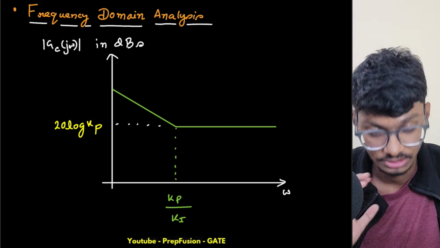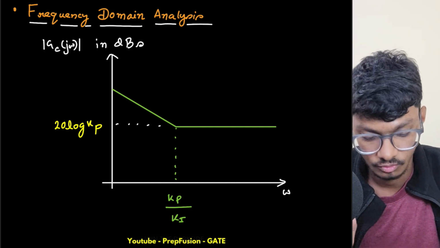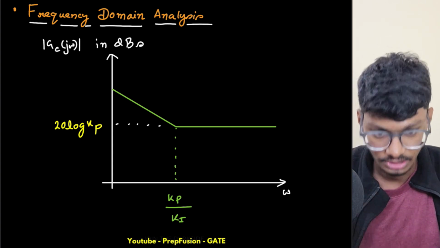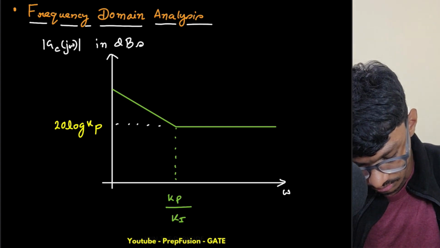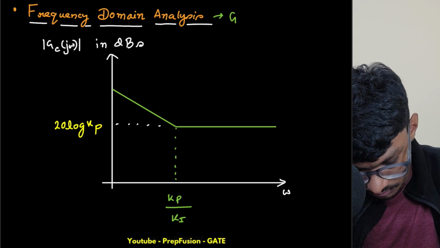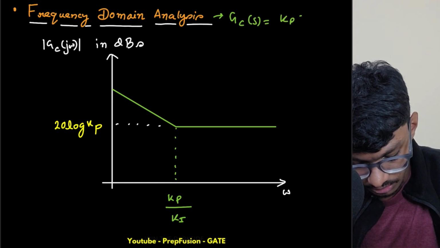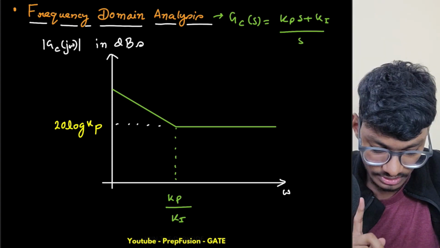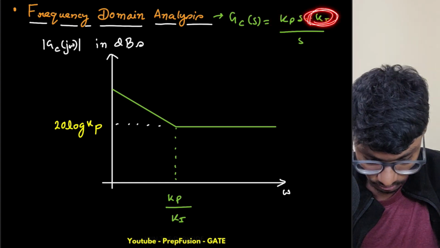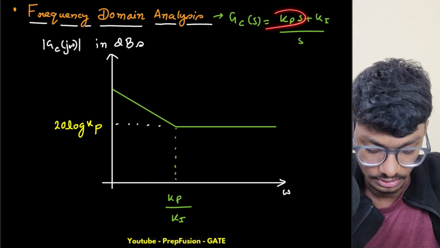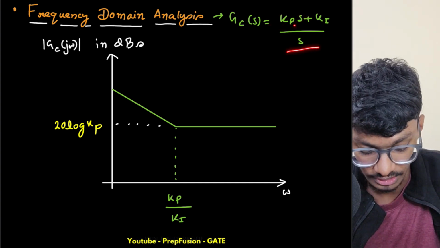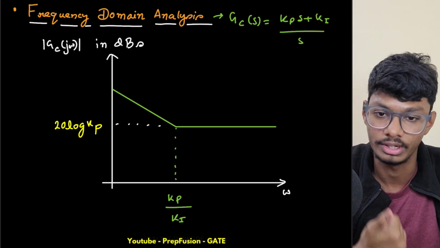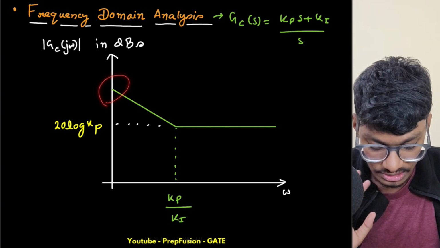So let's see the frequency domain analysis of this controller. If I write the transfer function, GC of s is Kp s plus Ki upon s. So what is the low frequency gain? If I ignore this term, it will be around Ki only, it will depend on Ki. And at high frequency, obviously this term is also high, so the other will be ignored, only Kp will remain. So high frequency gain is Kp, hence in dBs it is 20 log Kp. And low frequencies will depend on Ki.